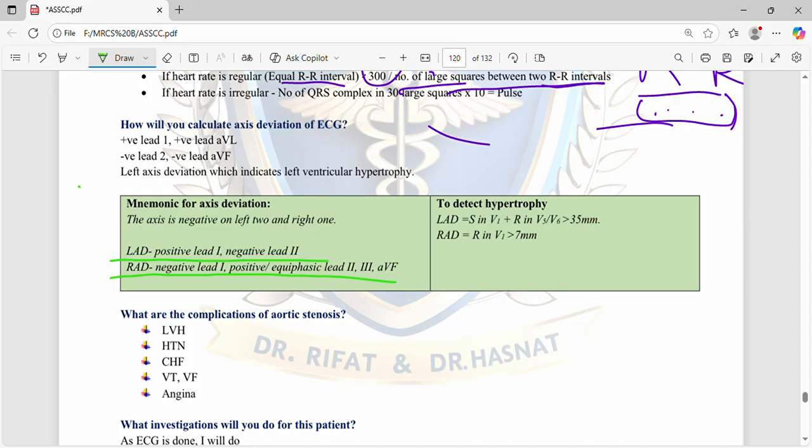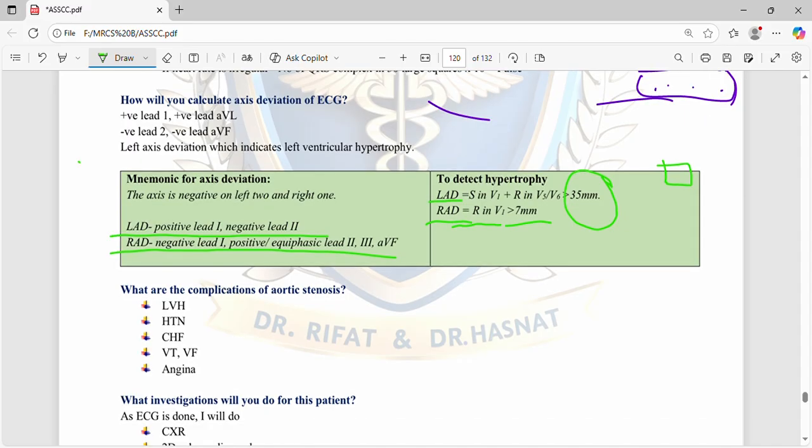For hypertrophy, there is left axis deviation, and S in V1 plus R in V5 or V6. If this combination is greater than 35 mm, this indicates left ventricular hypertrophy. For right ventricular hypertrophy there will be right axis deviation, or R in V1 greater than 7 mm.